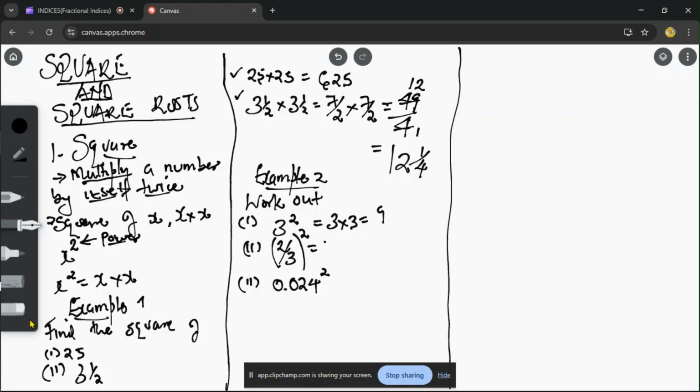And this one means you are taking a number by itself: 3 multiplied by 2 all over 3. And the answer will be 2 multiplied by 2 gives you 4, and 3 multiplied by 3 gives you 9. That is how we work it out.